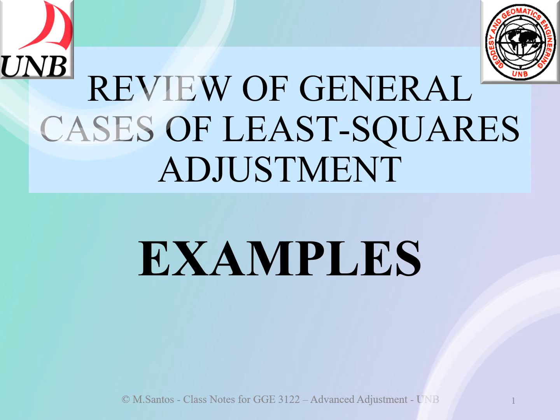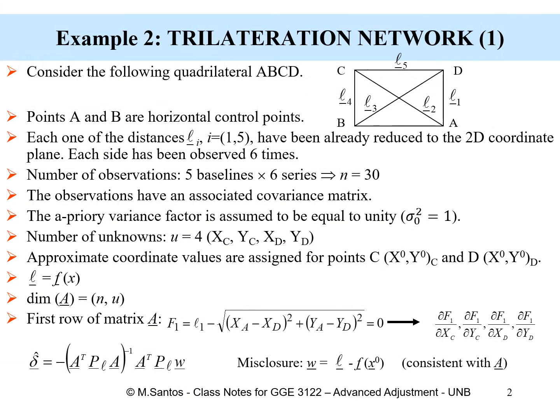In this set of slides, we're going to discuss another example of least squares adjustment. In this example, we are dealing with trilateration. We are doing an adjustment of a trilateration network. Trilateration is a method in which we can determine coordinates of points based on measurements of distances only.